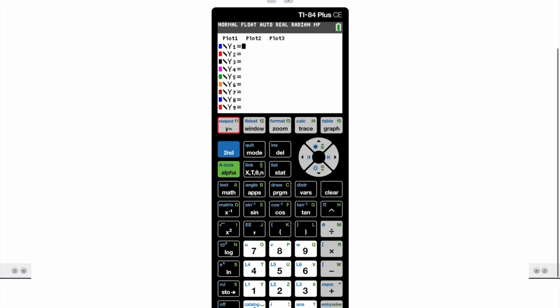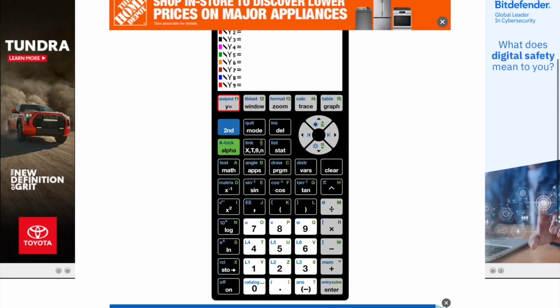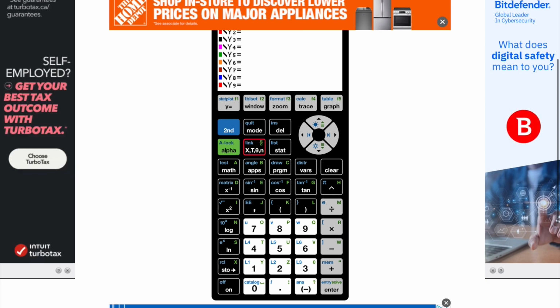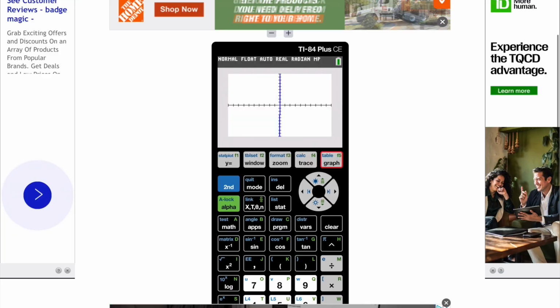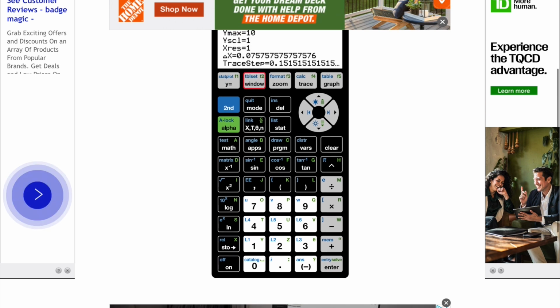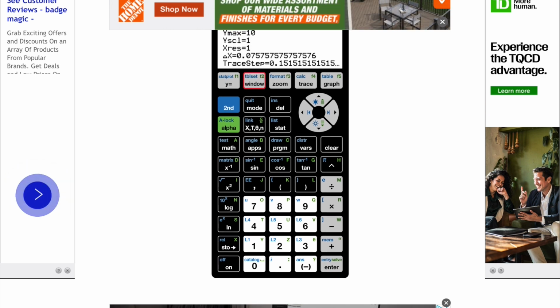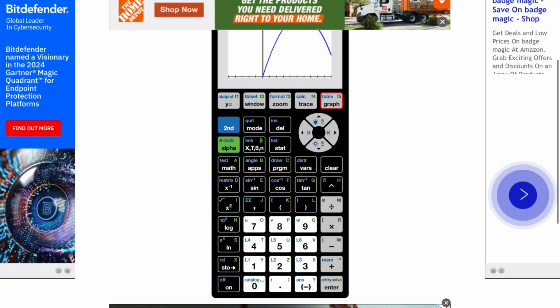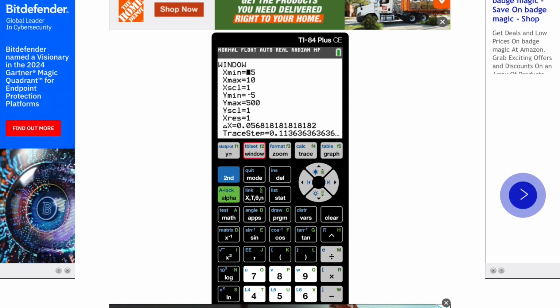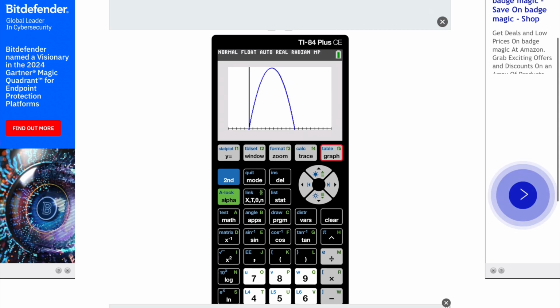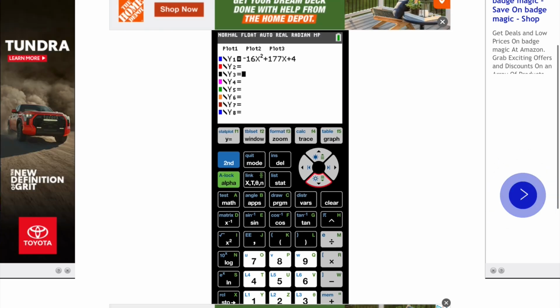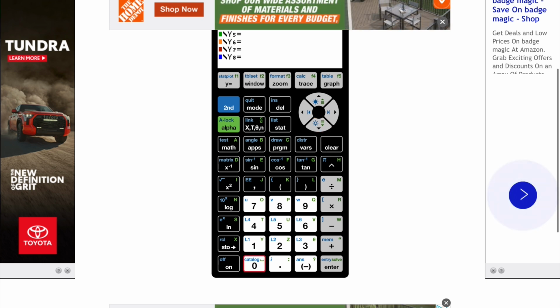So y, we'll put in our equation. We have negative 16x squared plus 177x plus 4, and we graph it. I just need to change my window settings, so let's do 500. Now I can see it. Let's change my x to maybe 20 and graph it. Okay, that looks better. Now y2 can be 100 because that's my line of sight, right?